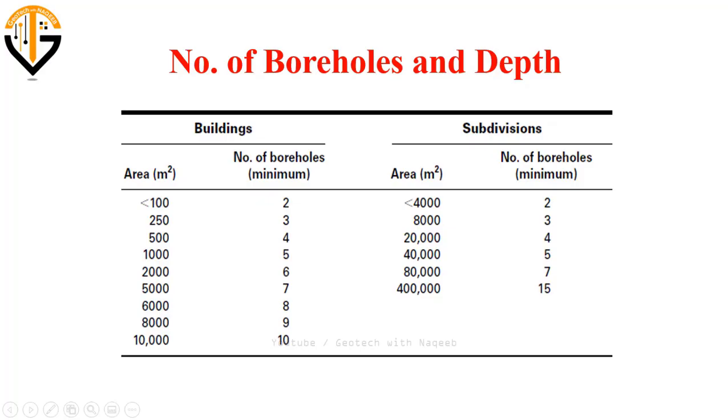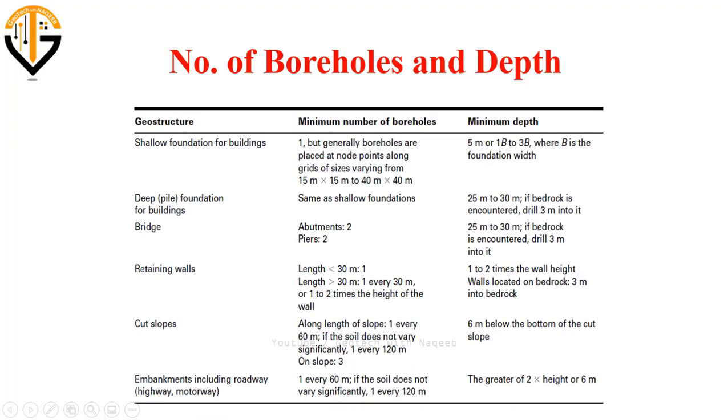If the area of the building is less than 100 meters square, then the minimum number of boreholes should be 3. If the area is 1000 meters square, then the minimum number of boreholes should be 5. Similarly, if the area of the building is 10,000 meters square, then the minimum number of boreholes should be 10. Then there are some guidelines regarding the minimum number of boreholes and minimum depth of the foundation.